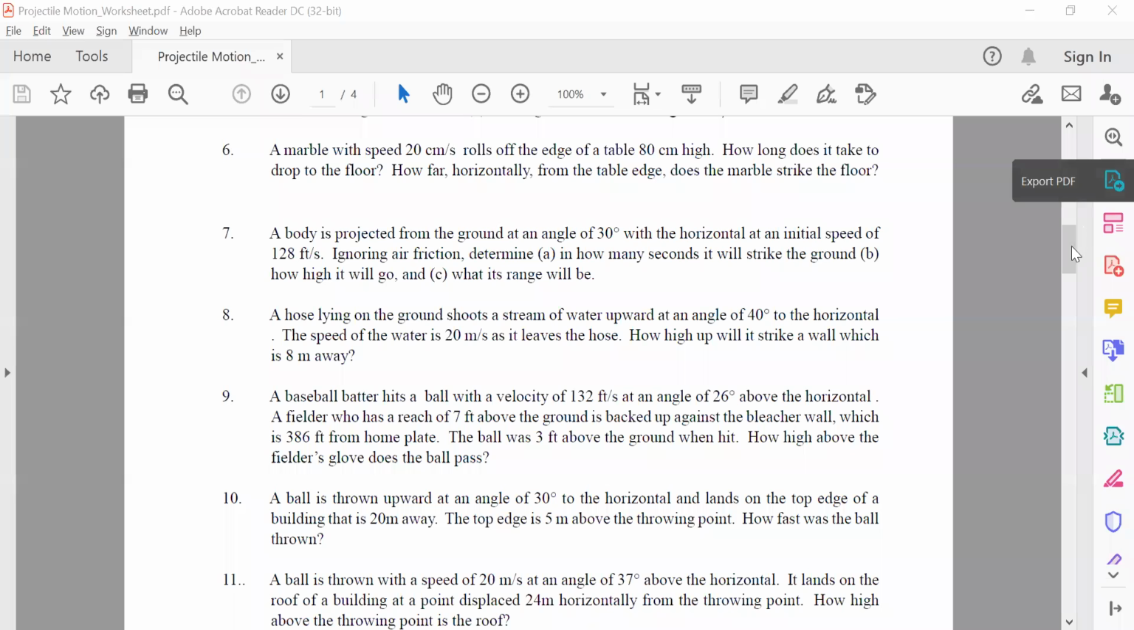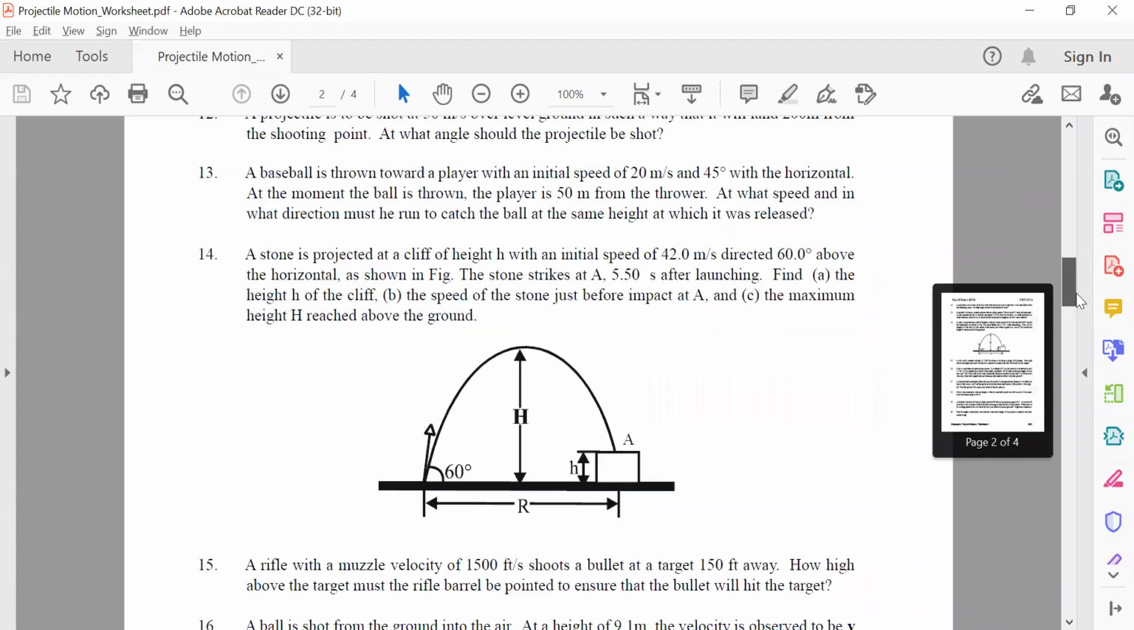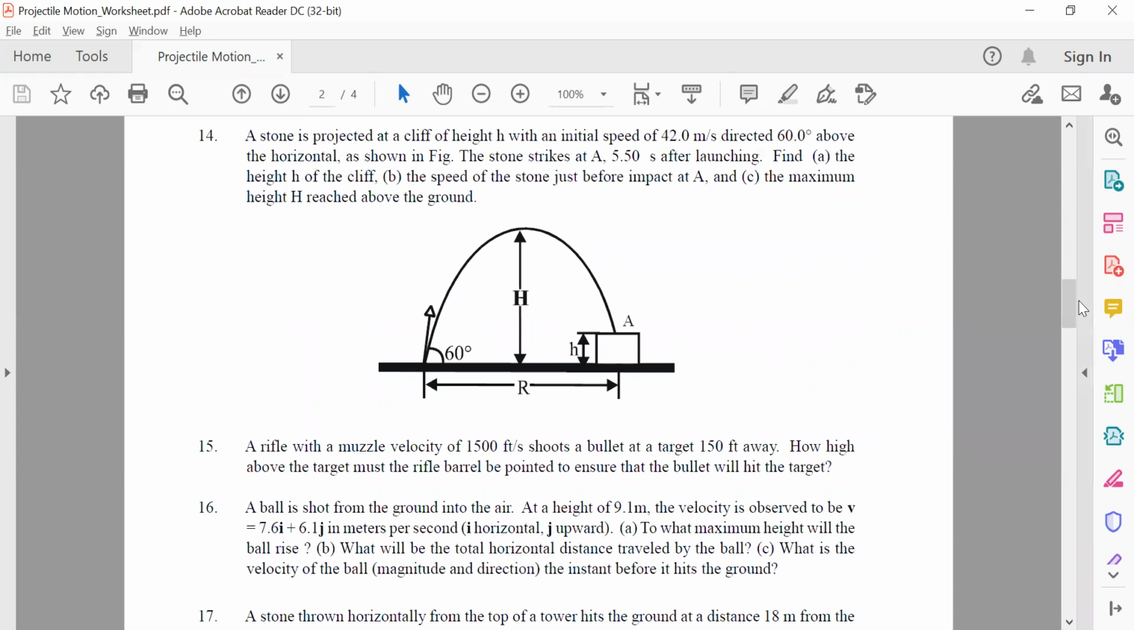Okay, so let's come to question 15. This is the same question you sent me on text message also. Muzzle velocity is this much. Muzzle velocity basically means the velocity with respect to the muzzle of the gun, the pipe or channel of the gun through which the bullet comes out. The target is 150 feet away.